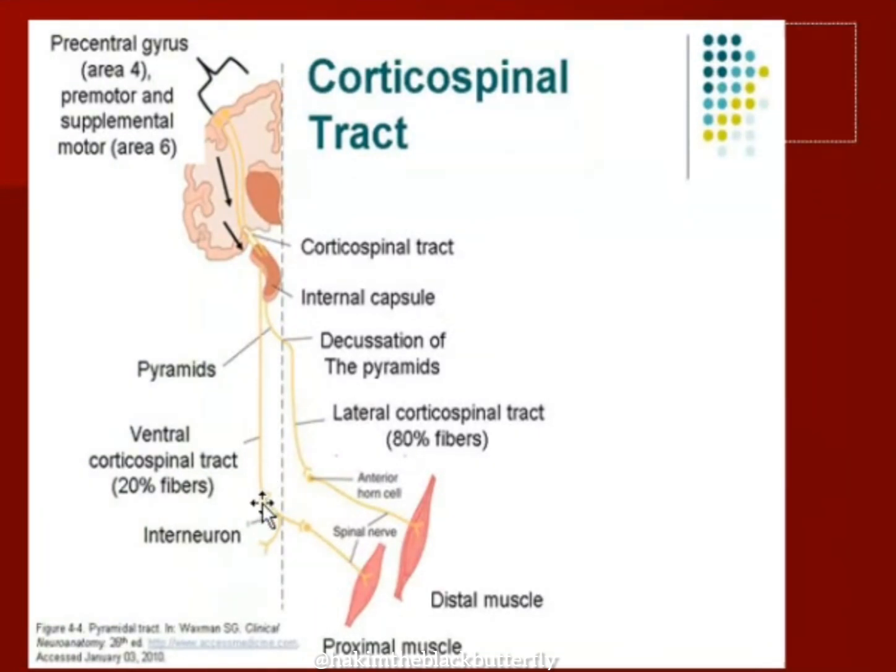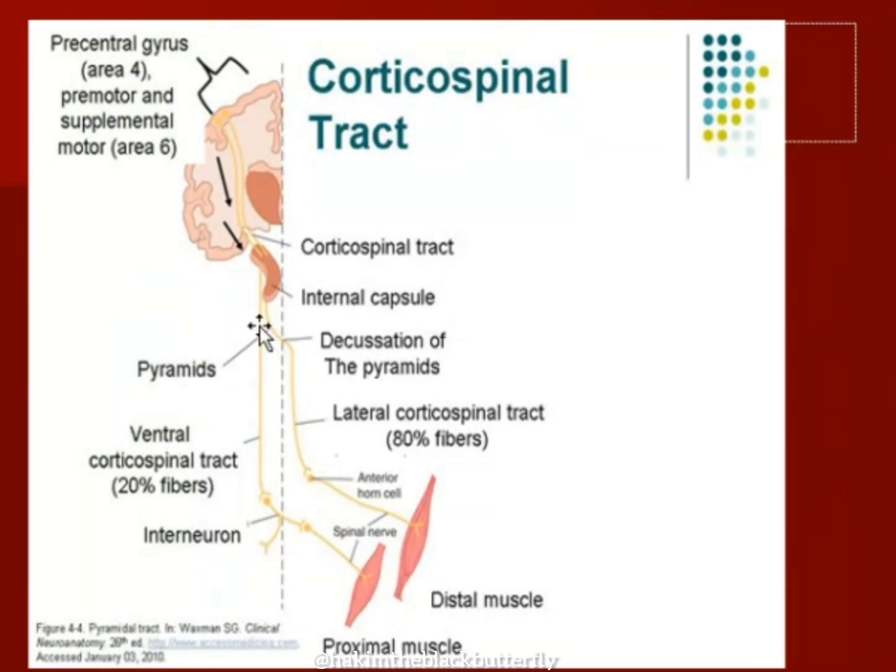These ones are two-way. They will supply the ipsilateral side and also the opposite side, because when they reach the spinal cord, they are going to synapse with an interneuron. Then this interneuron is going to transmit some impulses to the opposite side and some to the same side, and the lower motor neurons are going to pick those impulses and take them to the muscle.